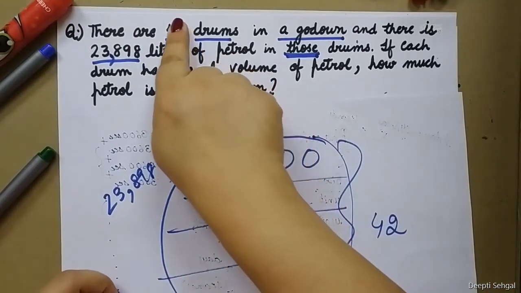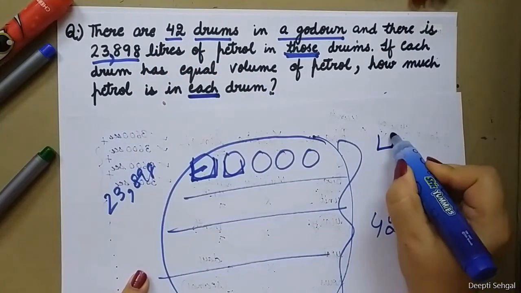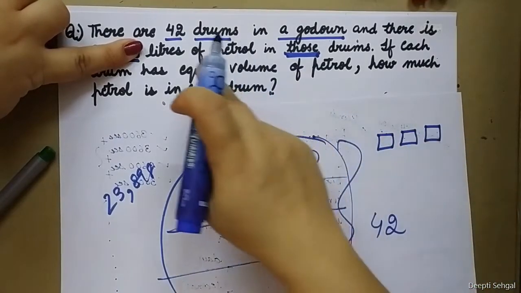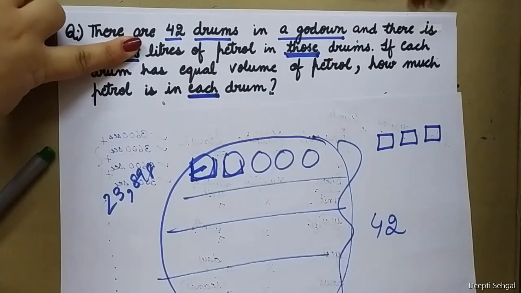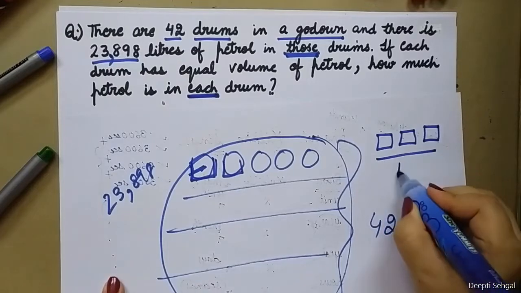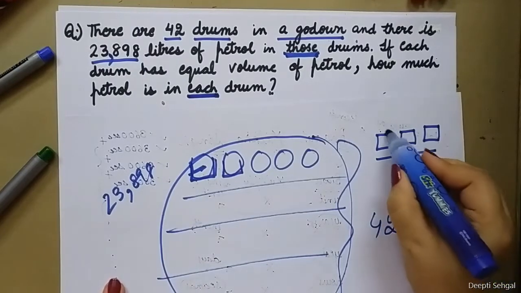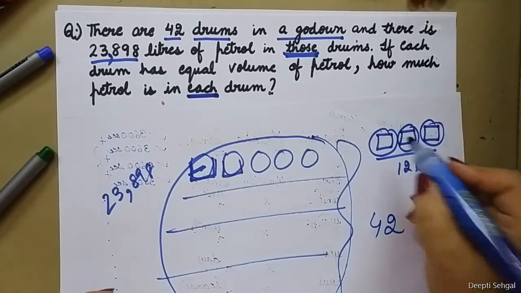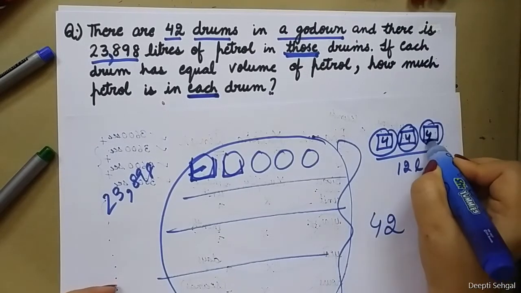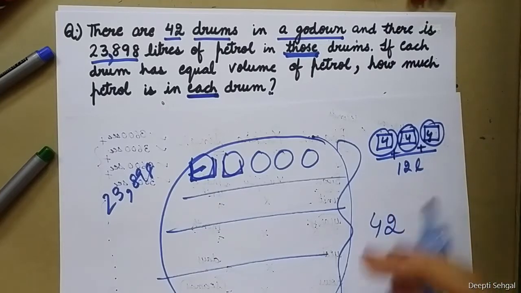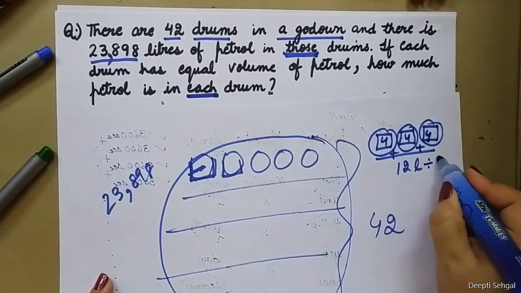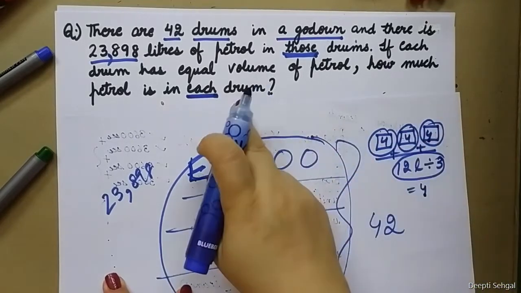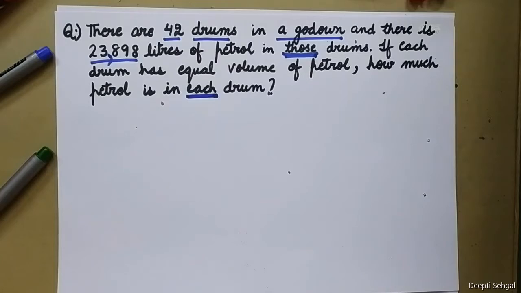Like take 3 drums. There are 3 drums in a godown, and choose any number which will come in the table of 3. I am taking, suppose, 12, and there are 12 liters of petrol. Okay. Now each drum has equal petrol. So how much petrol is there? You guessed it right. 4, 4, 4. So 4 added to 4 added to 4. How did you get it? So 12 liters divided by 3 will give you 4. So that means our question is of division. Now let's do the question.